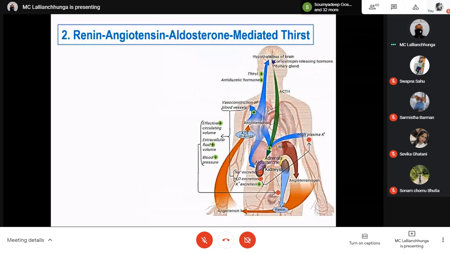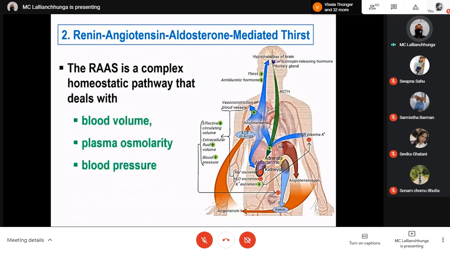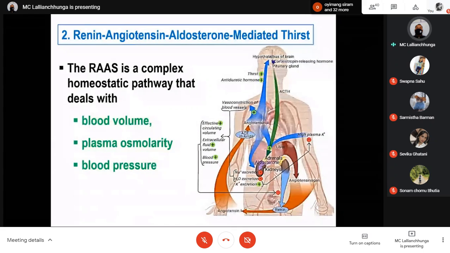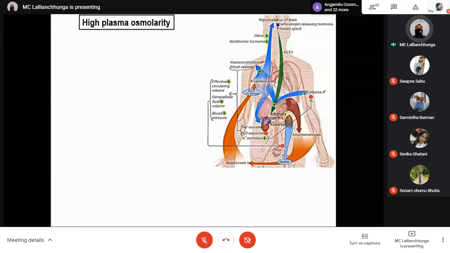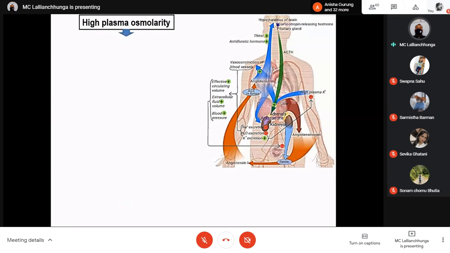Number 2 is renin-angiotensin aldosterone mediated thirst. This you already know very well, we have already discussed. The RAAS is a complex homeostatic pathway that deals with blood volume, plasma osmolarity, and blood pressure. So suppose, let's say there is high plasma osmolarity, the concentration of solute in the plasma has increased, just like the previous theory we have discussed.